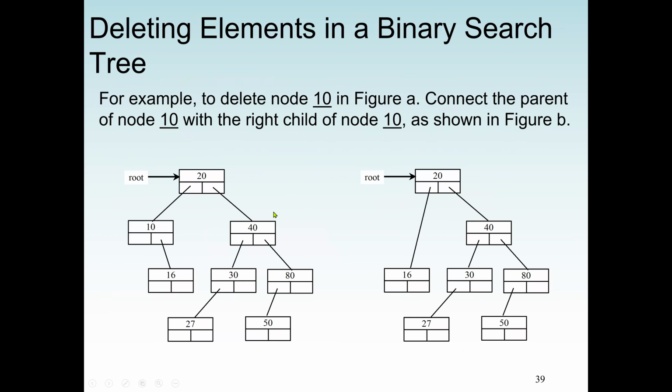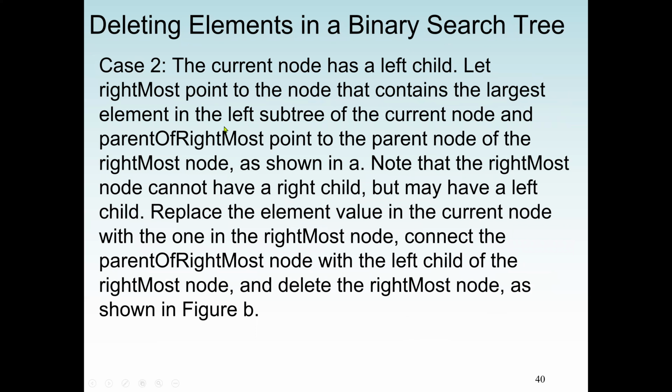But the next option, here we want to delete node 10, but node 10 has one child, 16, the right child. So here we say connect the parent of node 10 with the right child of node 10. I'll show you the figure. Since it has only one child, if I delete 10, then 16 will take over, as we can see here. The 10 is gone. Now the next case, we say the current node has a left child.